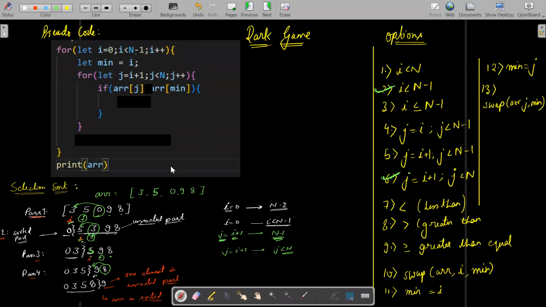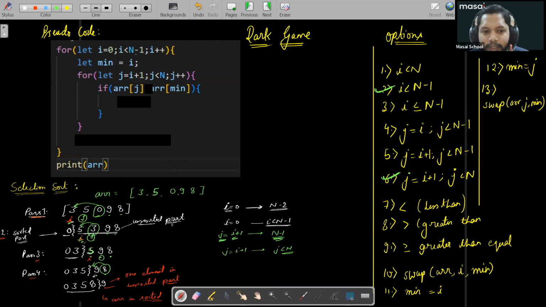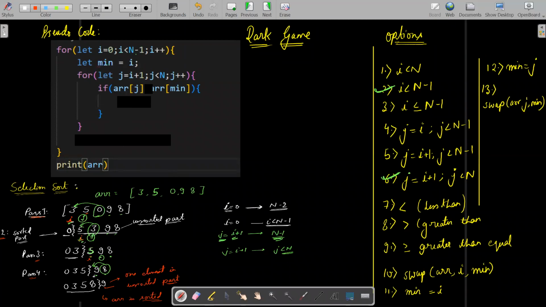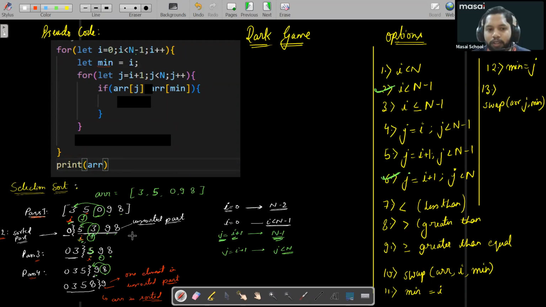Can I say this in this form, like we are finding minimum? So we are finding minimum, so we will simply compare array j. Is my array j less than what I have already stored in minimum? Yes, sir. Okay, that means now I need to update my minimum. That's why we are using less than. It is correct, guys. Are you satisfied?